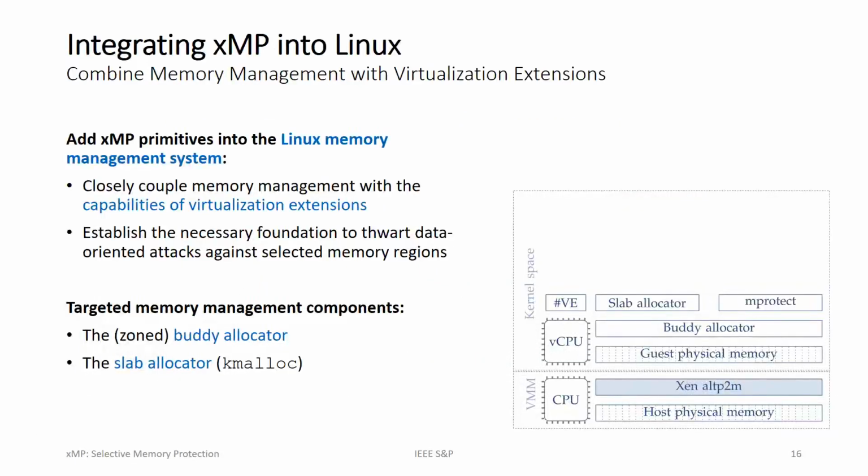Having established the concepts behind the xMP primitives, we integrate them into the Linux memory management system. In other words, we enhance the Linux memory management system with capabilities provided by the system's virtualization extensions. In this way, we establish a foundation that is required to thwart data-oriented attacks against selected memory regions in both user and kernel space. In particular, we target the buddy and the slab allocator, as we can see on the slide.